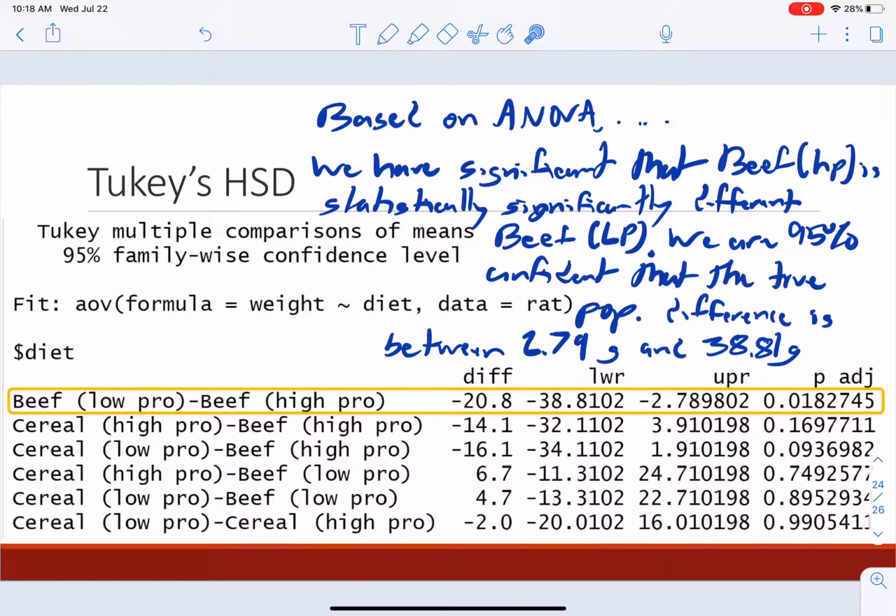interpret sometimes. So you would say, on average, beef with a high protein is going to be larger than beef with the low protein, or heavier. Rats on the beef with the high protein diet are going to be heavier than rats with the low protein beef diet. And that difference, on the population scale, is going to be in between 2.79 and 38.81 grams. Okay, so that's really that.